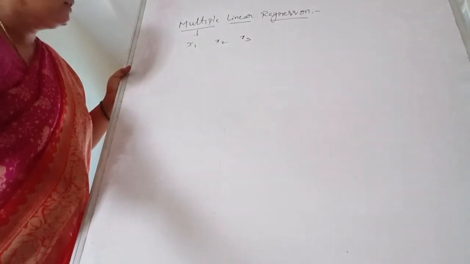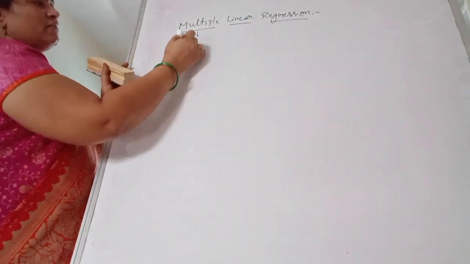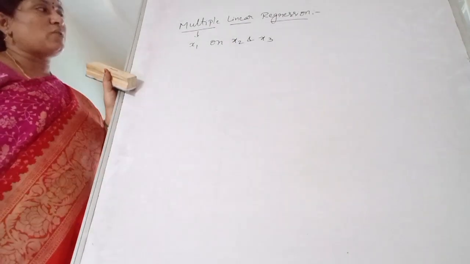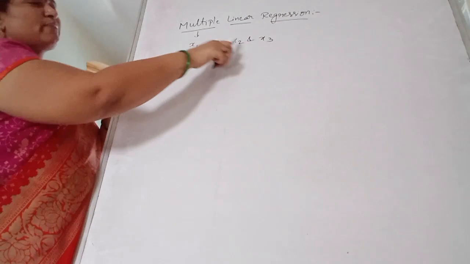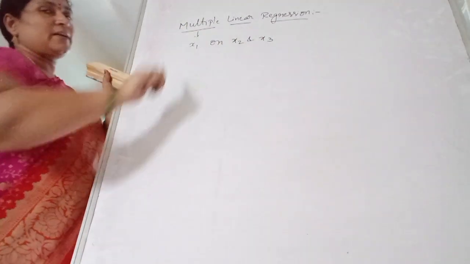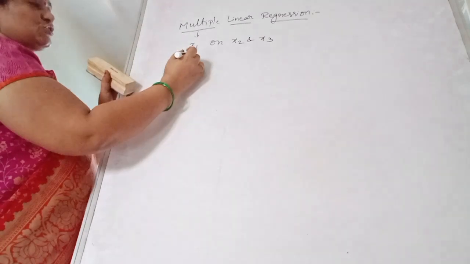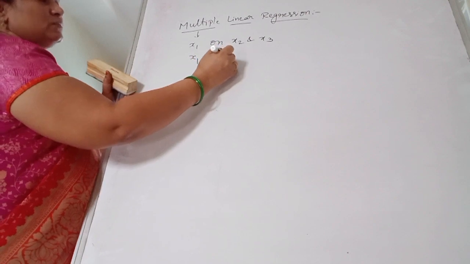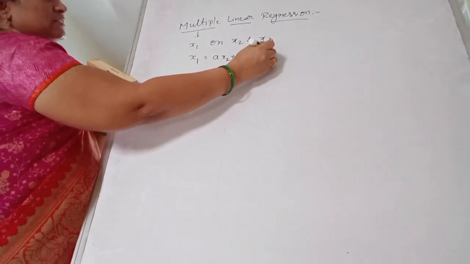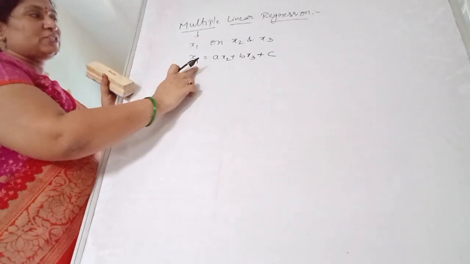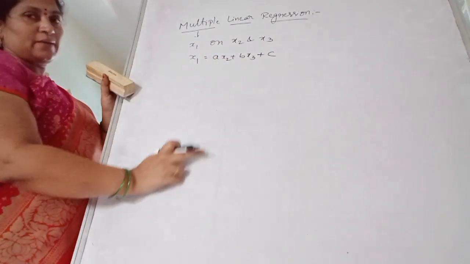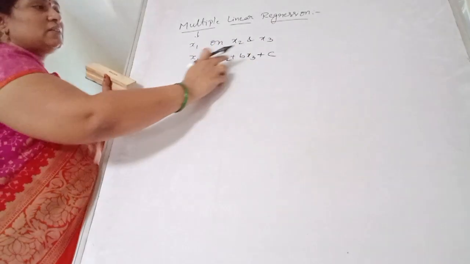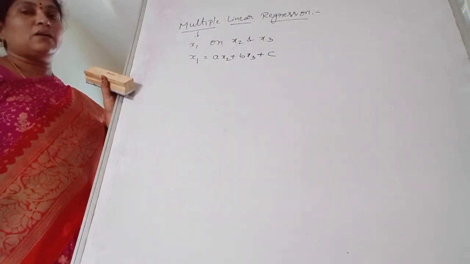Here, the regression line of x1 on x2 and x3. That means x1 depends on x2 and x3, and these three variables are related along a straight line. What is that relationship? Here x1 is equal to a into x2 plus b into x3 plus c. This is the regression line of x1 on x2 and x3. Here the three variables are related along a linear relationship. Here a, b, c are the unknown constants.